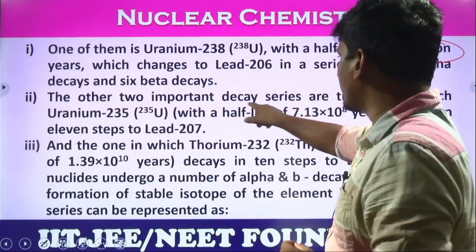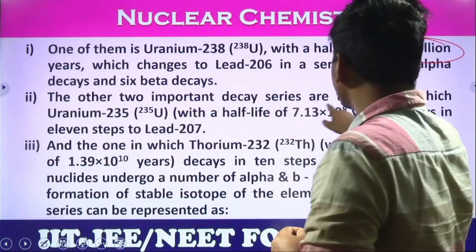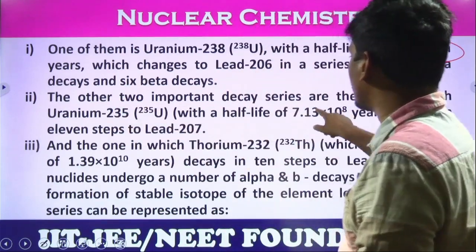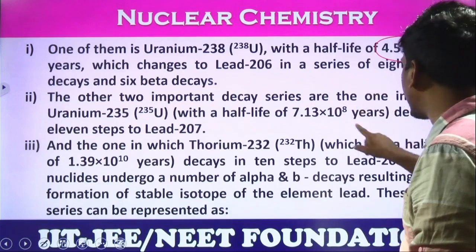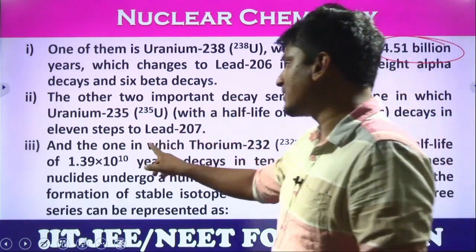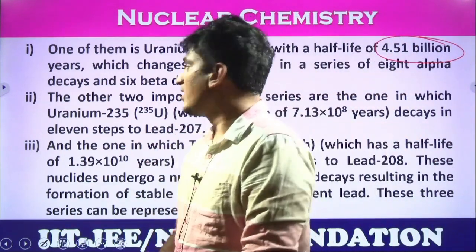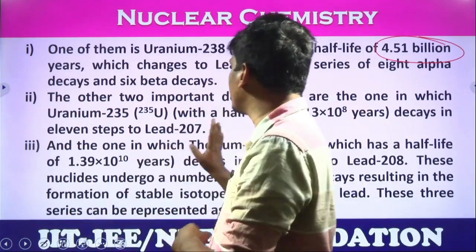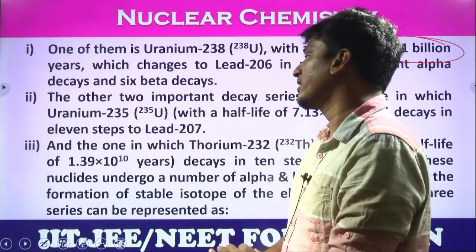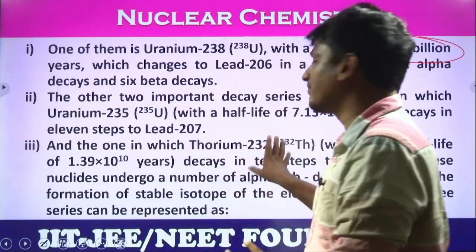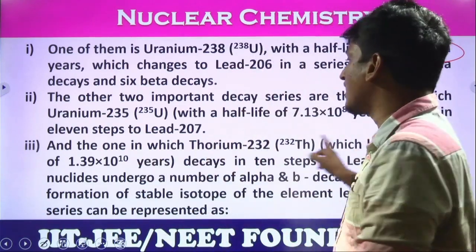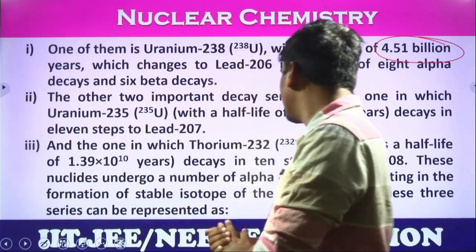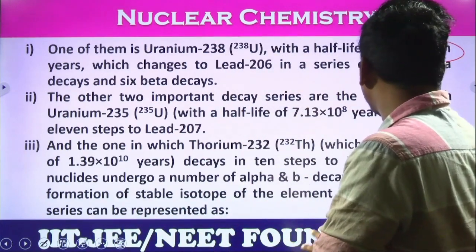The other two important decay series are the one with uranium-235, with a half-life of around 7.13 × 10^8 years, which decays in 11 steps to lead-207. So ultimately they are converting into the stable element lead, with mass number 207 here, 206 there. And the one with thorium, mass number 232, which has a half-life of around 1.39 × 10^10 years, decays in 10 steps to lead-208.